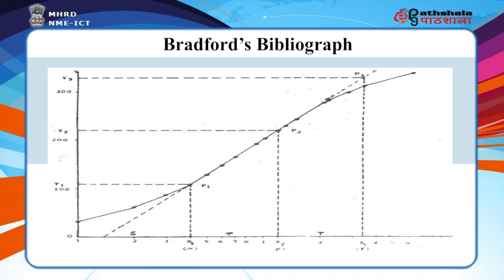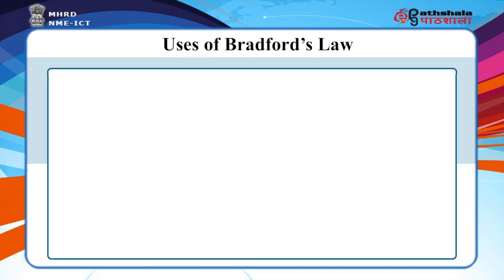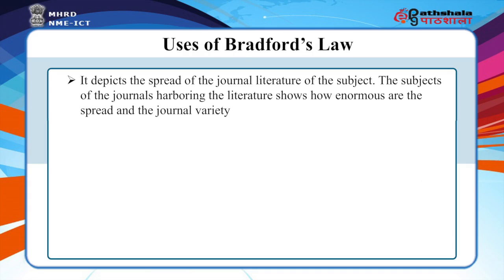Y-axis is the partial sum of articles contained in X topmost journals in a linear scale. Uses of Bradford's law. It depicts the spread of the journal literature on the subject. The subjects of the journals harboring the literature show how enormous are the spread and the journal variety.